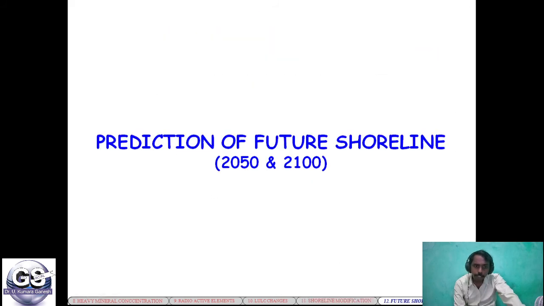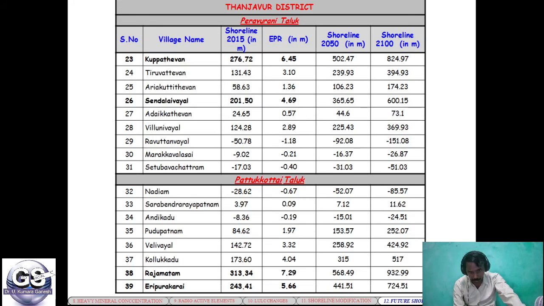Further, with reference to the calculated shoreline modification among these 39 villages, the shoreline position in 2015 and 2100 was calculated using a simple mathematical formula. This also we may discuss in the later part.